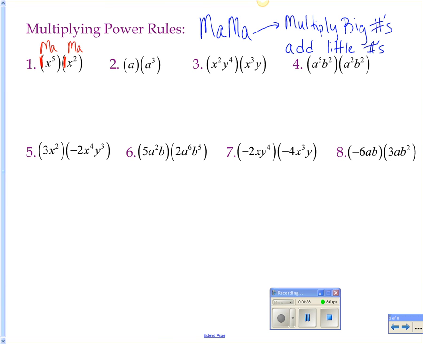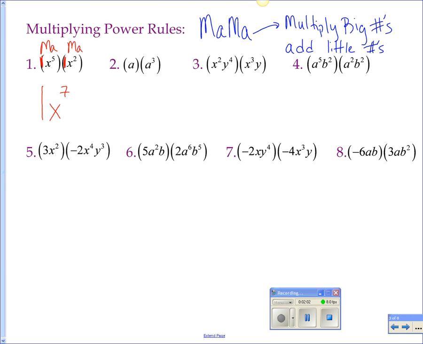So according to this rule, I multiply the big numbers. By big numbers, I mean the ones in front. So what is 1 times 1? 1. So you put a 1. Then you're going to drop down your X. Don't forget about dropping down your X. And when I say add the little numbers, I mean your exponents, the ones up here. So you're going to add 5 and 2, which is 7. So your answer is 1x to the 7th.